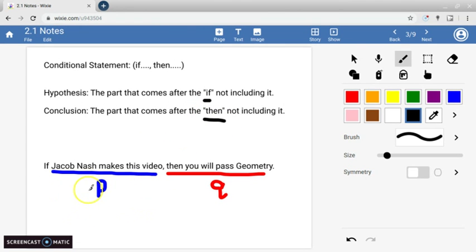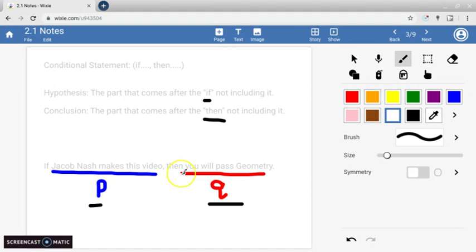So I showed how this is with the P's and Q's. Maybe that's what that comes from. Mind your P's and Q's. I don't know. But P stands for the hypothesis, and then Q is the conclusion. And I messed up a little bit right here because it actually doesn't include the then, so sorry about that.